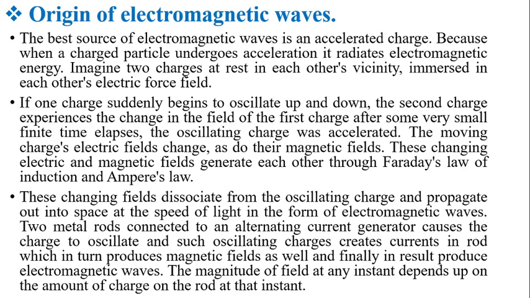Now, origin of electromagnetic wave. The field generated by moving charges can diverge from the source and travel through the medium in the form of waves called electromagnetic waves. The electromagnetic wave consists of both electric and magnetic fields perpendicular to each other and also perpendicular to the direction of propagation.